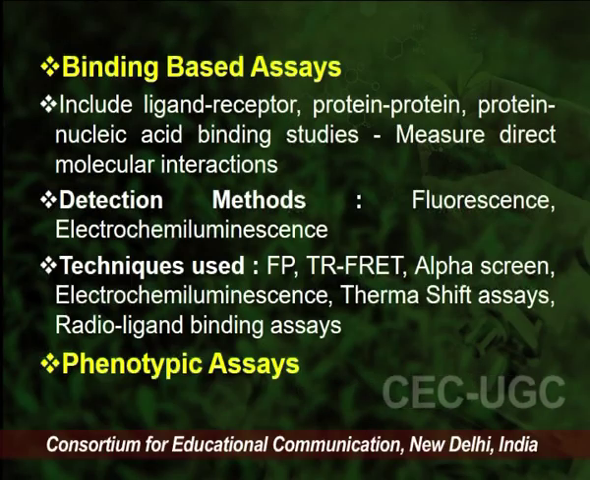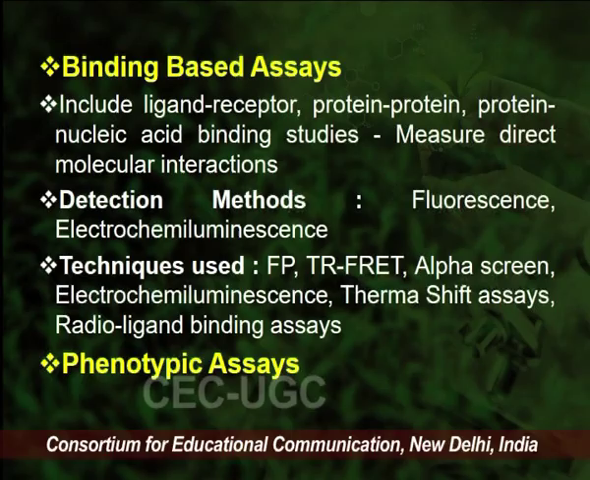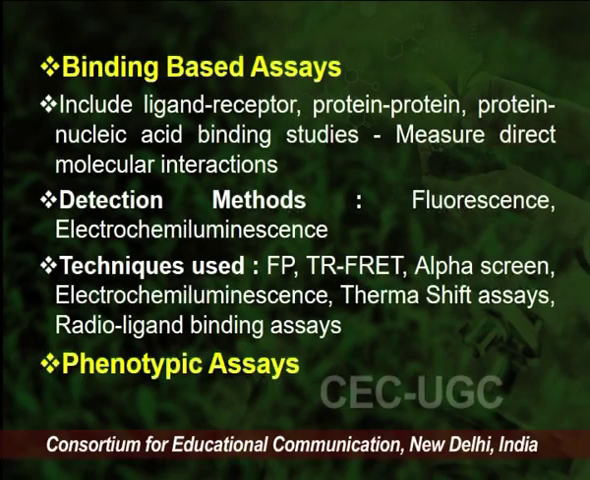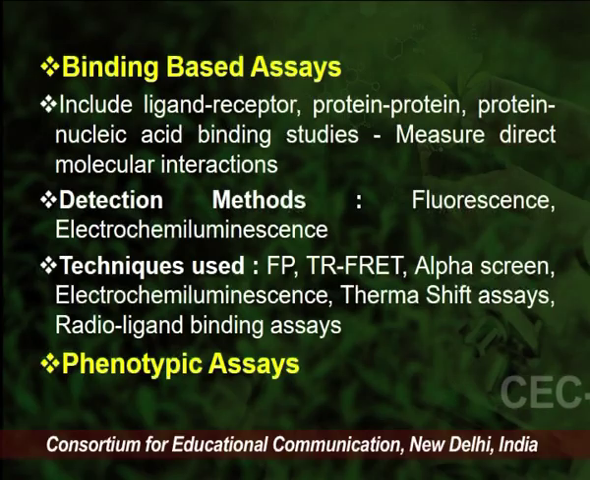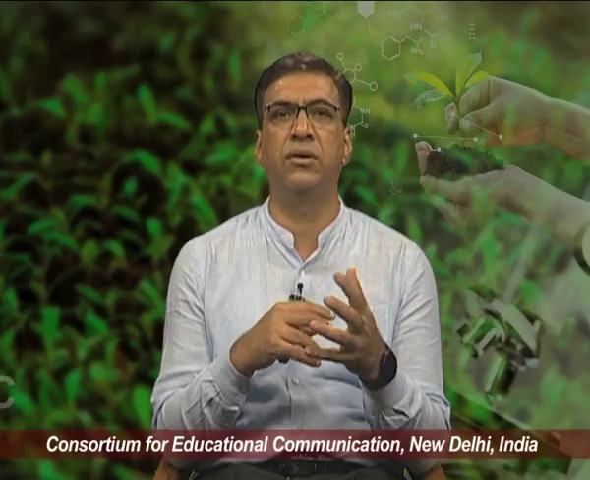So, we can say that these type of binding assays help in measuring the direct molecular interactions. And again we can detect such kind of interactions by fluorescence or electrochemiluminescence. And the techniques that are used are mostly overlapping: fluorescence polarization, TR FRET, alpha screen and so on and so forth. And last are the phenotypic assays, and we have discussed that these largely deal with the morphological characters, the impact of the drug on the morphological characters.